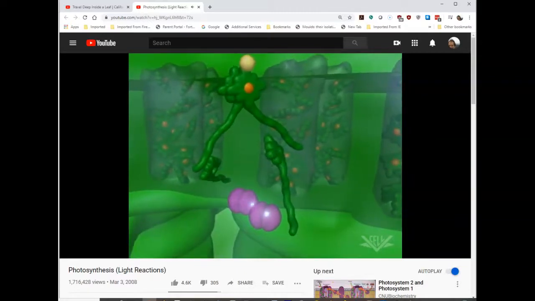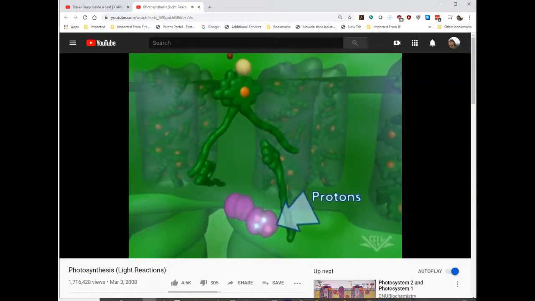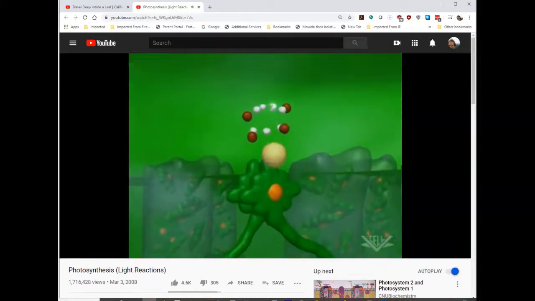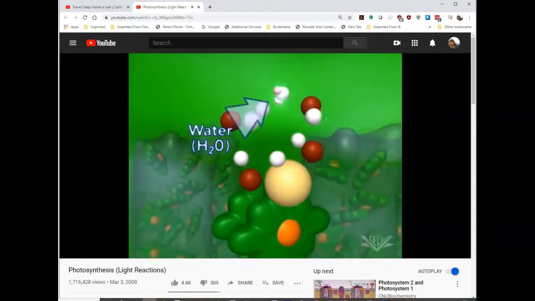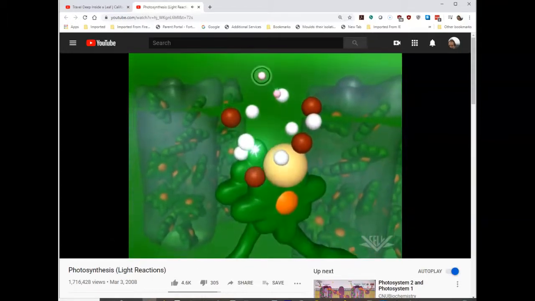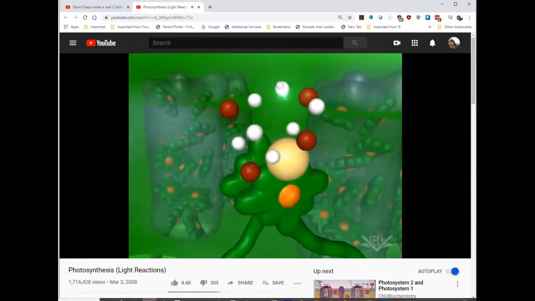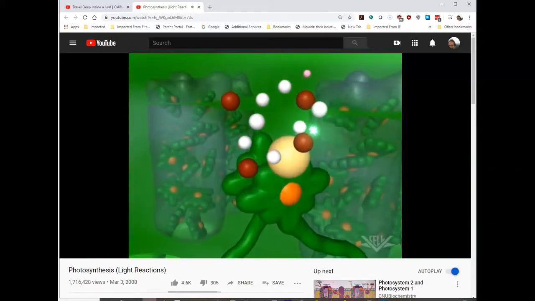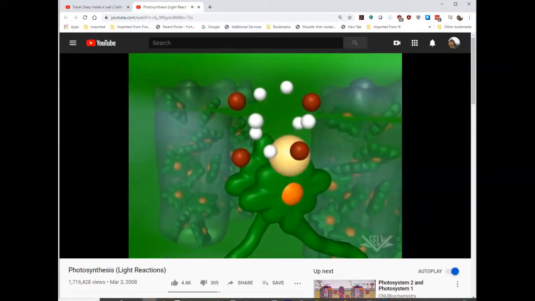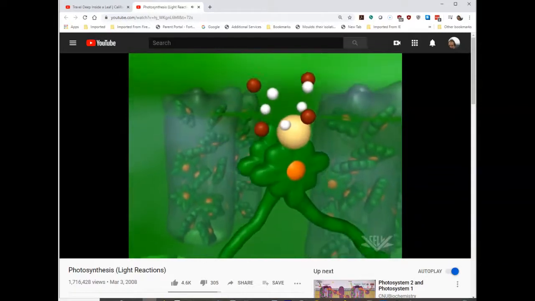In addition to the 2 electrons, QB also picks up 2 protons from the stroma. The 2 electrons lost from photosystem 2 are replaced by the splitting of water molecules. Water splitting also releases hydrogen ions into the lumen. This contributes to a hydrogen ion gradient similar to the one created by mitochondrial electron transport. After 2 water molecules have been split, 1 molecule of molecular oxygen is created.